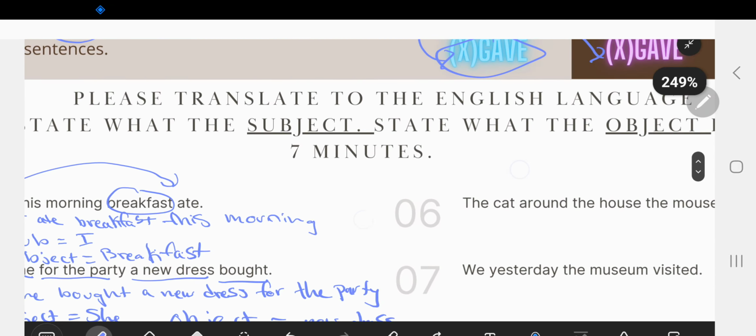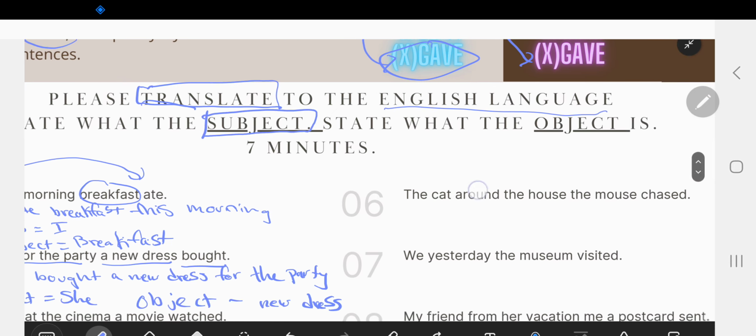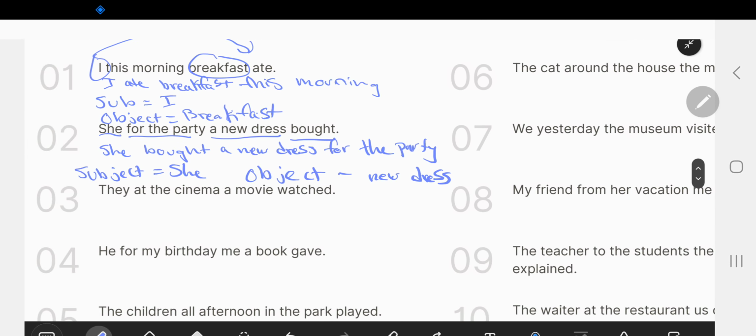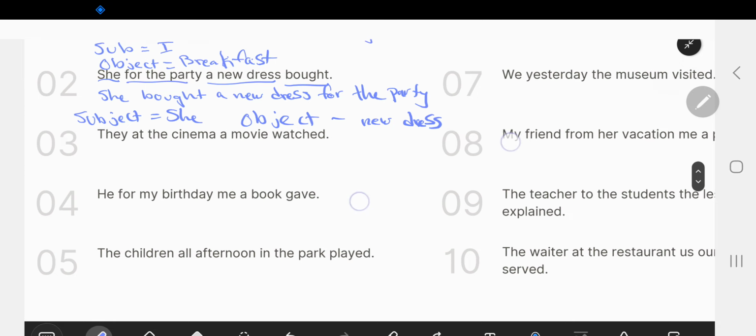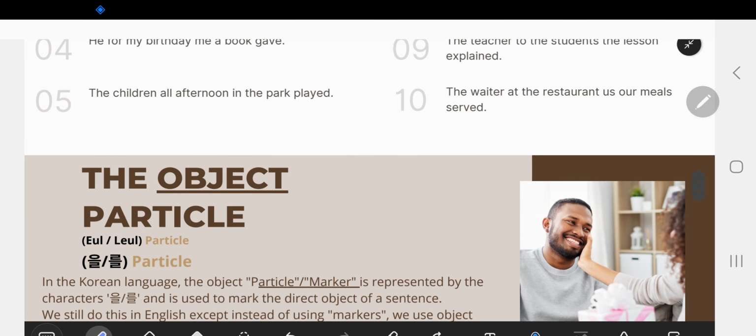So, what you have to do, number one, translate the whole sentence into the English language, because it's already Yodified. All these ones are already Yodified. And then number two, state what the subject is, and then state what the object is. So we're mainly identifying parts of speech here. So pause the video, and once you're ready, come back, and we will get started with the answers.